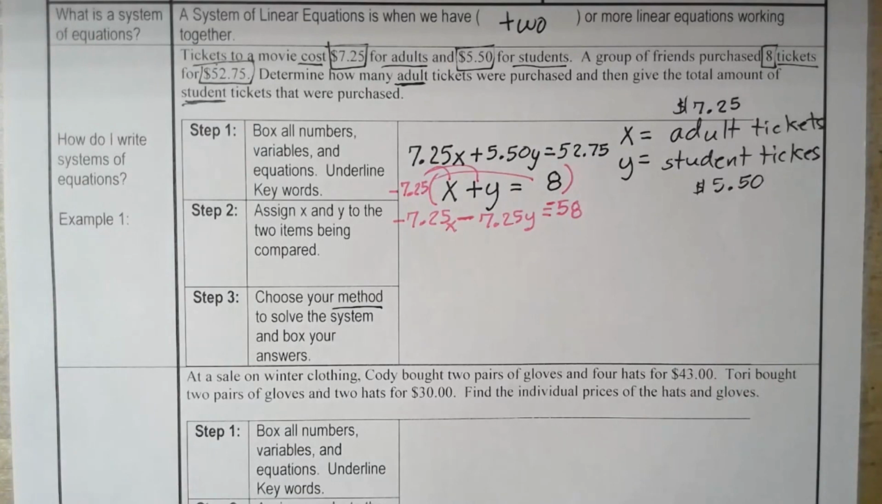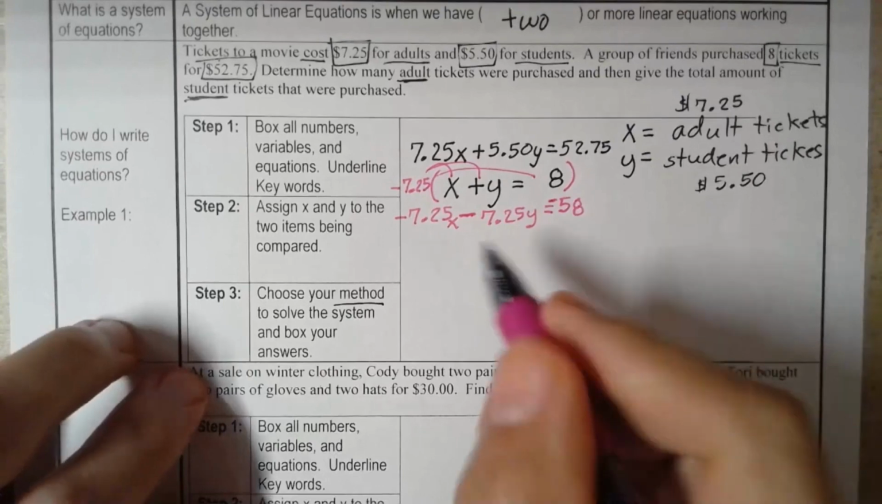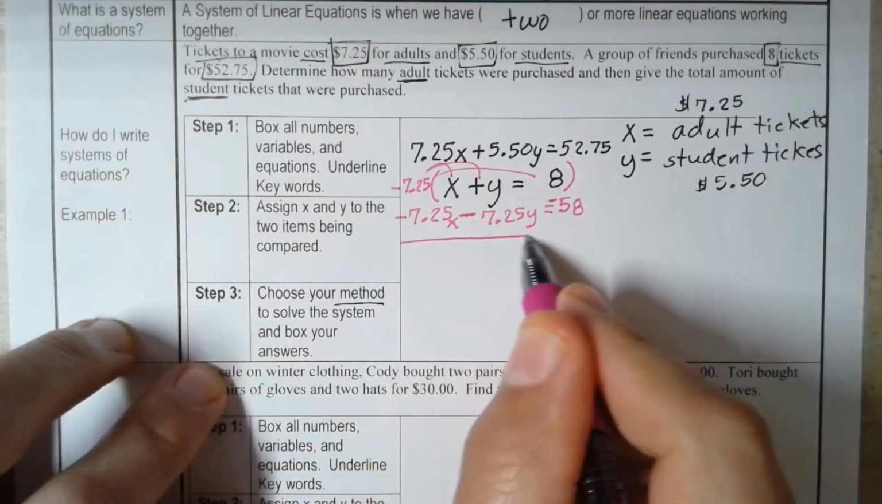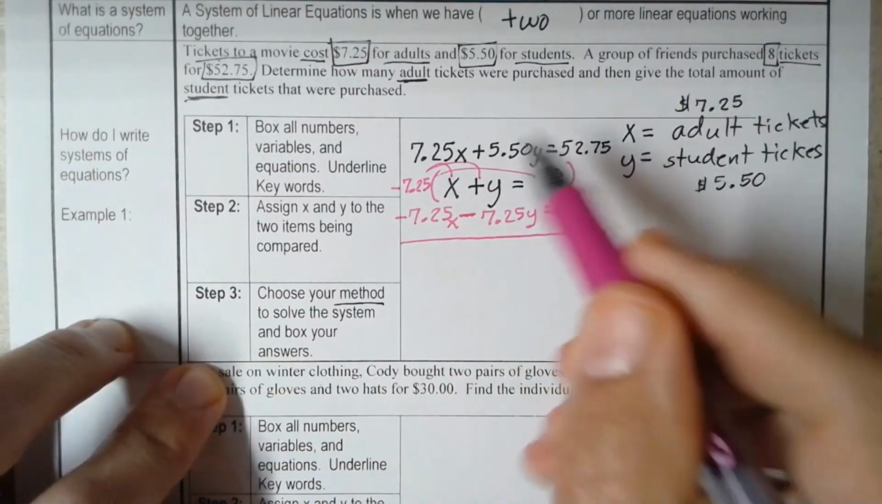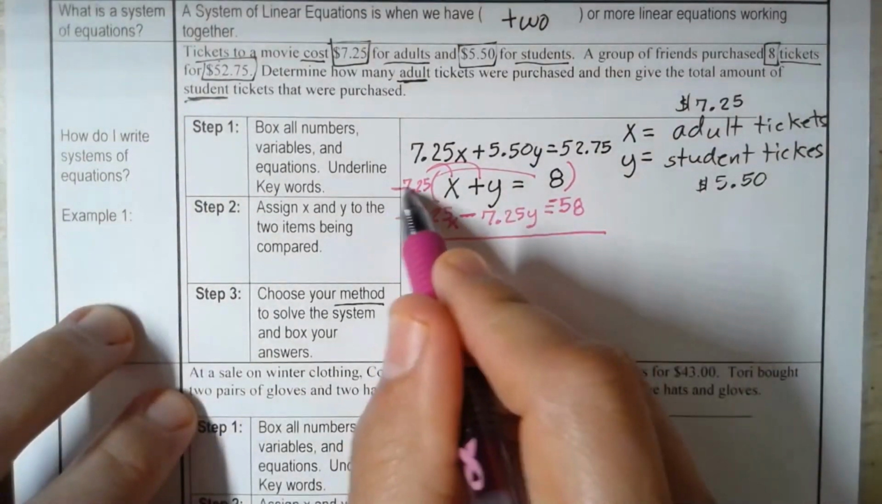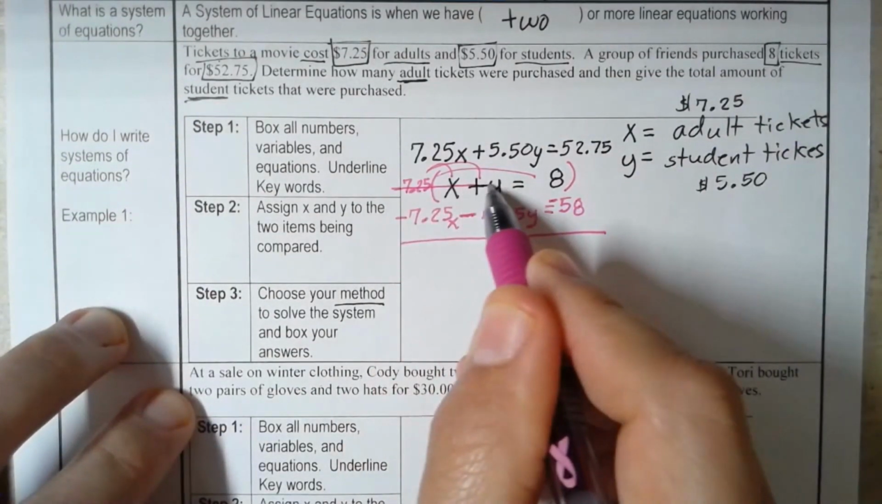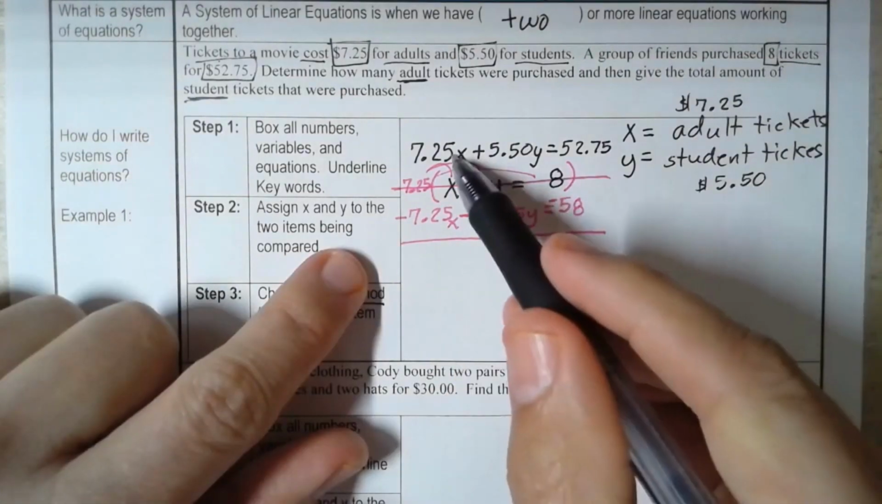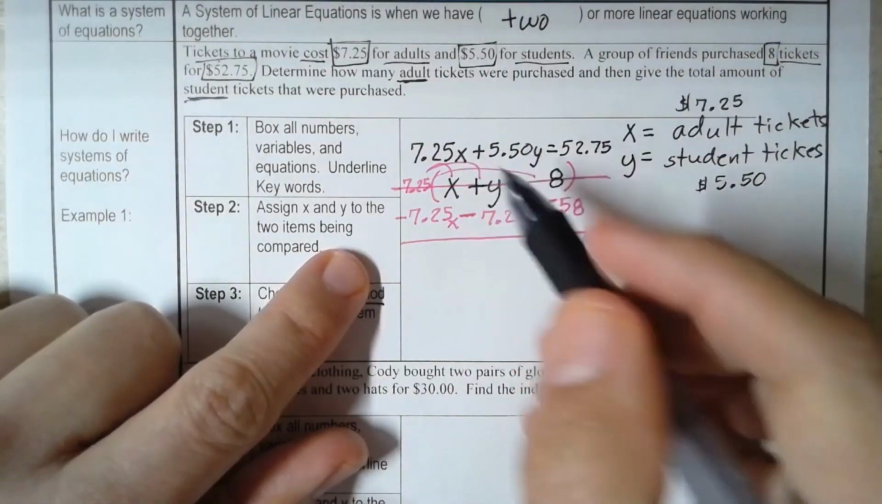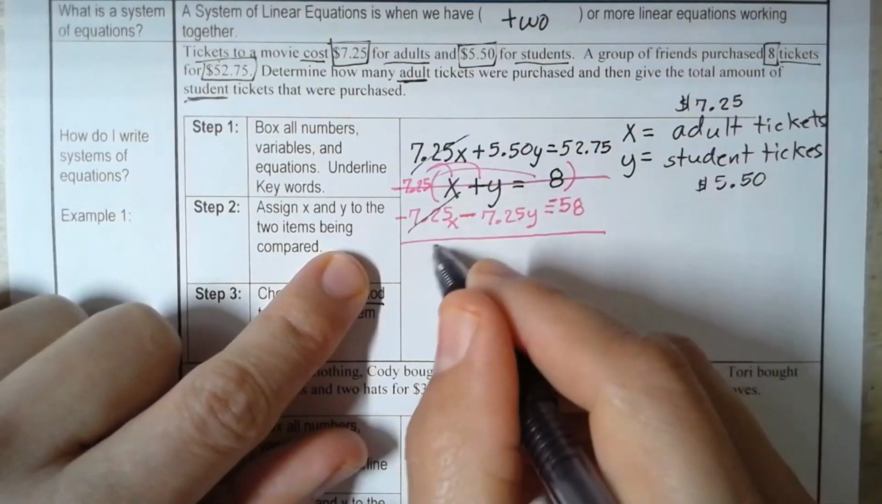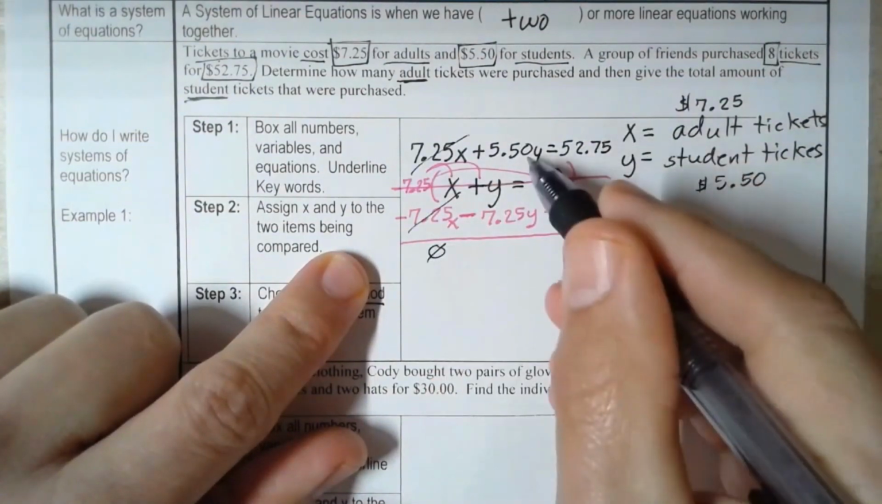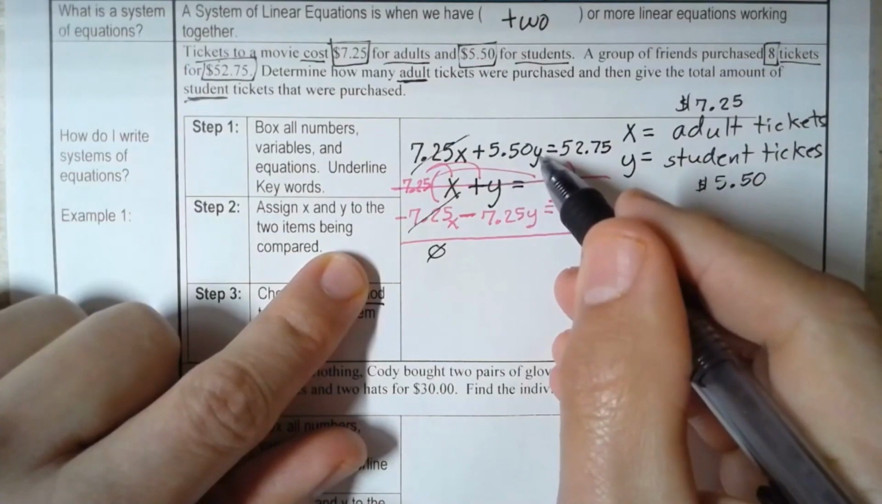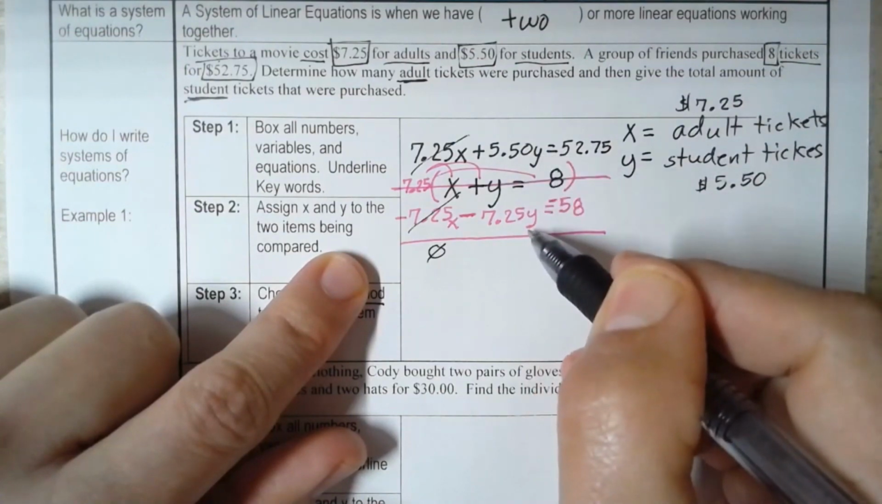Alright, so we have our values here. I've multiplied it all out, so everything's been changed. So now from top to bottom, we're going to do some math. Remember, we ignore what we started with momentarily, and then we work it out. So right here, 7.25x minus 7.25x, those cancel because that gives me 0. And then here I have 5.50y minus 7.25y.